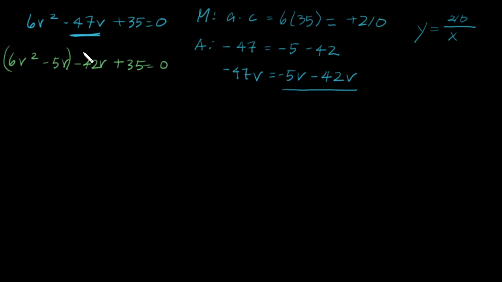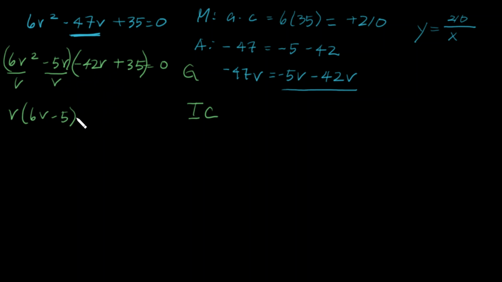Let's go ahead and group them by two terms. What's common between these two? V is in common. When I take a V out here, when I take a V out here, we get 6V minus 5. What's common between 42 and 35 is a 7.